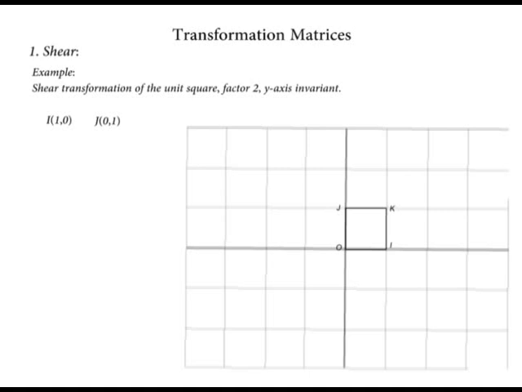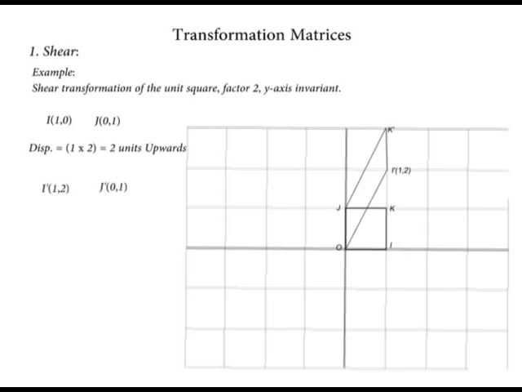In shear, a point moves parallel to the invariant line, so displacement is equal to perpendicular distance from the invariant line times S, the shear factor. In this case, we shall have 1 times 2, which is 2. And so point I will move 2 units upwards. The new coordinates will be I prime (1, 2).